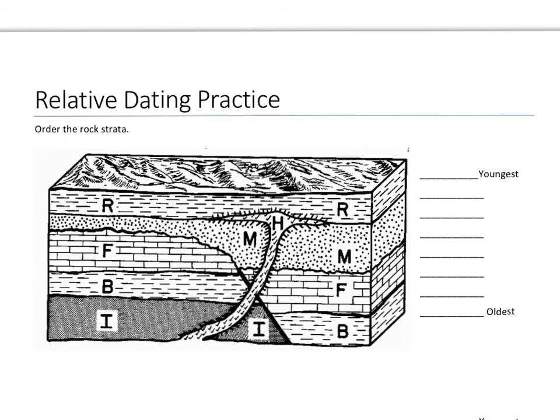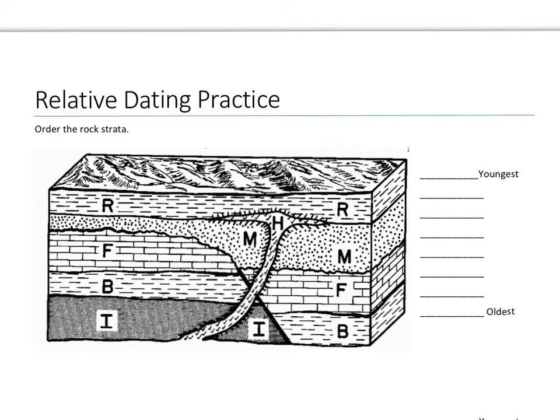So if we look at this cross-section, first glance tells us that R is probably our youngest layer because it's on top, and the law of superposition tells us that the top layer for sedimentary rocks is usually the youngest. And that's true.